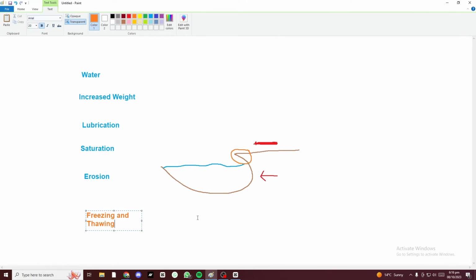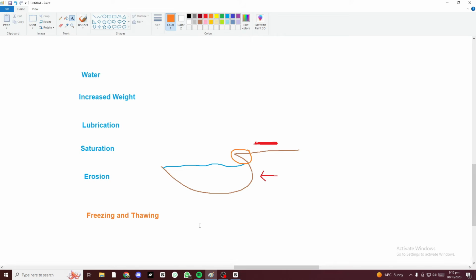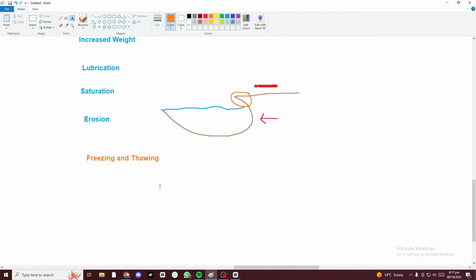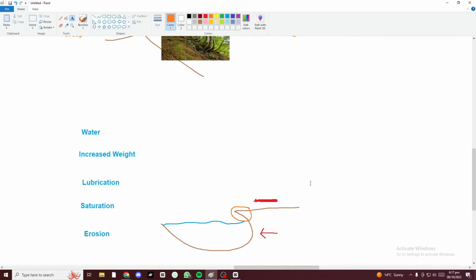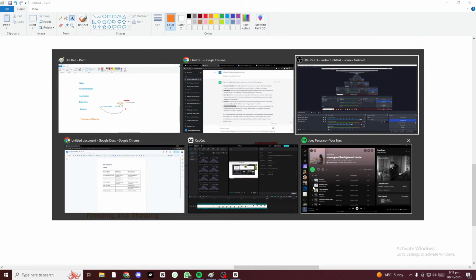And then finally, water causes freezing and thawing. When water seeps into the cracks of rocks, it can freeze and expand during cold weather. This exerts pressure on the rock, and when this ice melts and thaws, the forces within the rock are weakened, and this can contribute to the rock cracking and a rockfall occurring. So that should be it for the impact of water on mass movements.